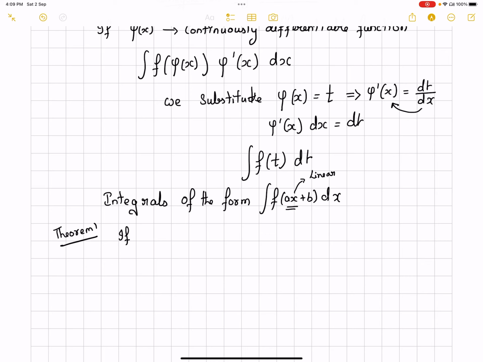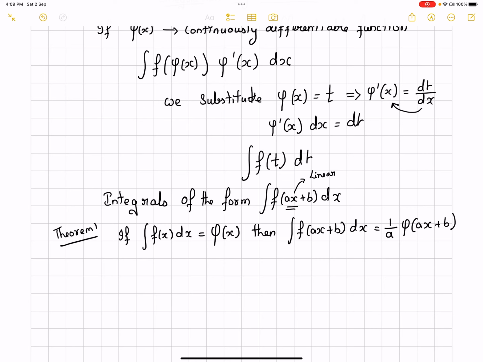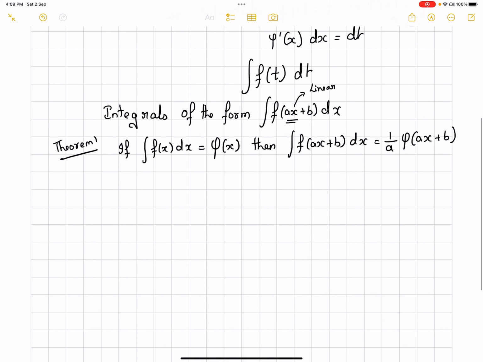If the integral of f of x dx is equal to phi of x, then the integral of f of ax plus b dx is equal to 1 by a phi of ax plus b. After integration, it gets changed. That's how I have written it. Now let me give you a proof of it.